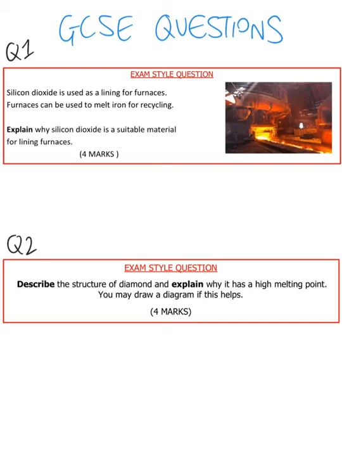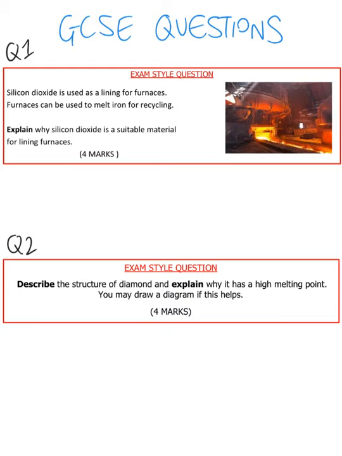So the first question says, silicon dioxide is used as a lining for furnaces. Furnaces can be used to melt iron. So straight away, I would be thinking, well, if we're melting a metal, whatever is in that furnace must be able to withstand a really, really high temperature. And it says, explain why silicon dioxide is a suitable material for lining furnaces.